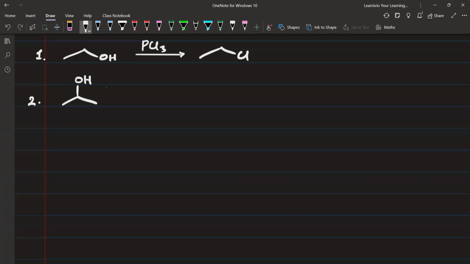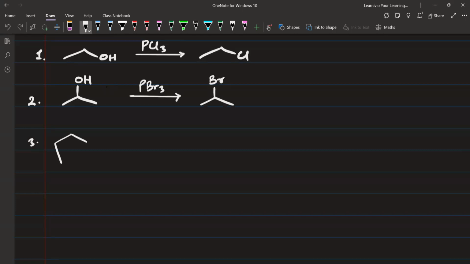How many carbon atoms here? Tell me, guys. 3. And we are reacting this with PBr3. So everything as it is instead of OH. What should we write? Br. Very good. Not Br3, only Br.